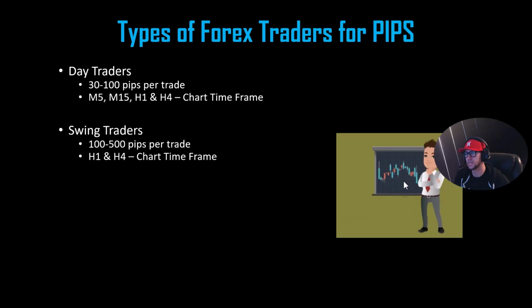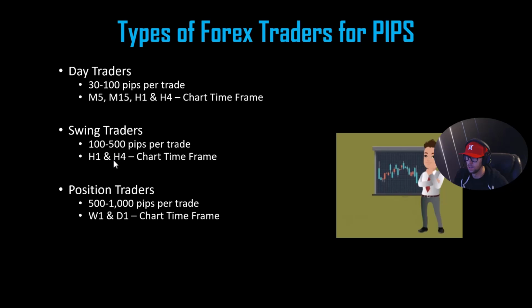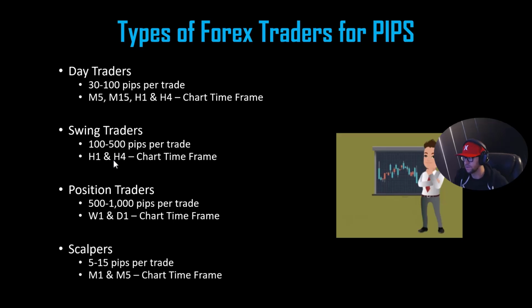You have swing traders. These are the guys that are holding for longer periods of time, fine with holding several hours, like 5, 10, 15, 20 hours. These guys aim for 100 to 500 pips per trade, usually focused on a 1-hour or 4-hour chart. Position traders are taking bigger sizes, bigger swings, 500 to 1,000 pips per trade, and they're watching the weekly and daily charts. And then you have your scalpers. These guys are watching a 1-minute or 5-minute chart, and they're looking for 5 to 15 pips per trade.